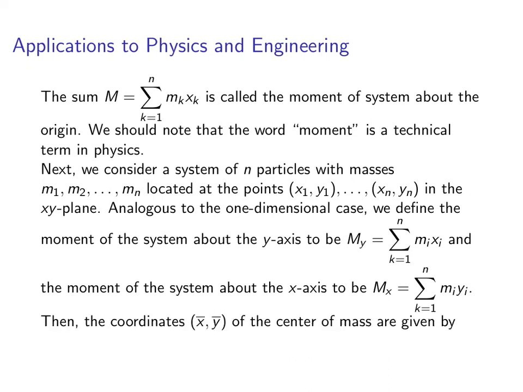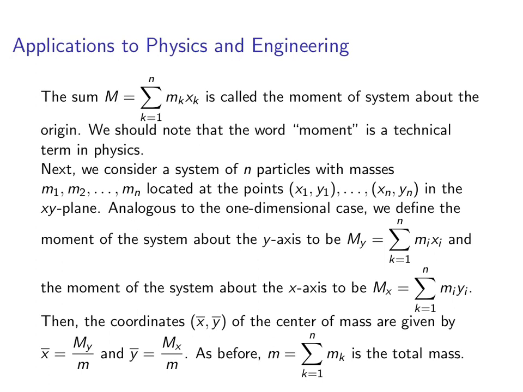And so now we can give formulas for the coordinates of the center of mass. x bar is equal to the moment about the y-axis divided by the mass, and y bar is the total of the moments about the x-axis divided by the mass. And as before, m in the denominator there is just the total mass of the particles. Okay, that's all for now.